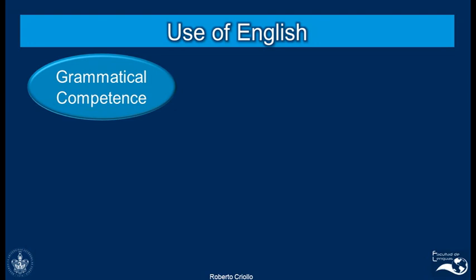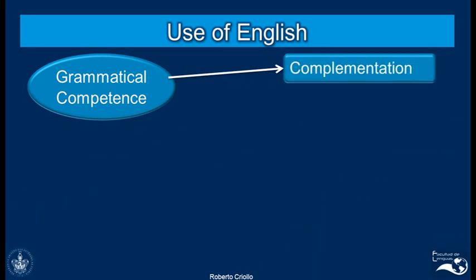Now let's see specifically what kind of things are being assessed. This is the construct of the use of English section. First of all, this part assesses your grammatical competence and your ability to complete a sentence, to select the correct word or words in order to complete an idea in a text.